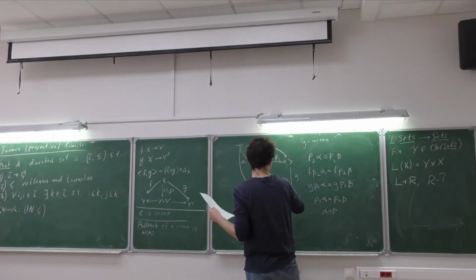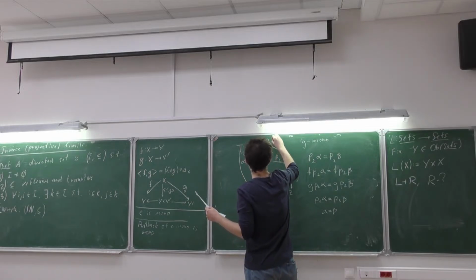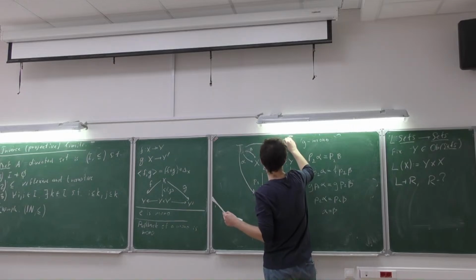We can use here the arrow, for example, beta equals alpha.